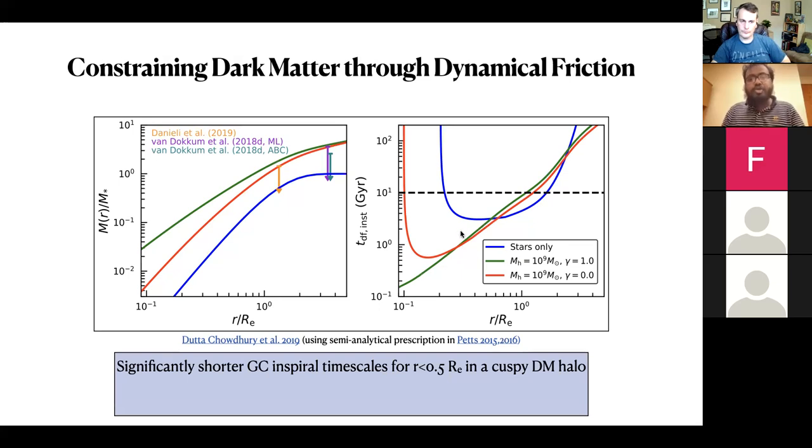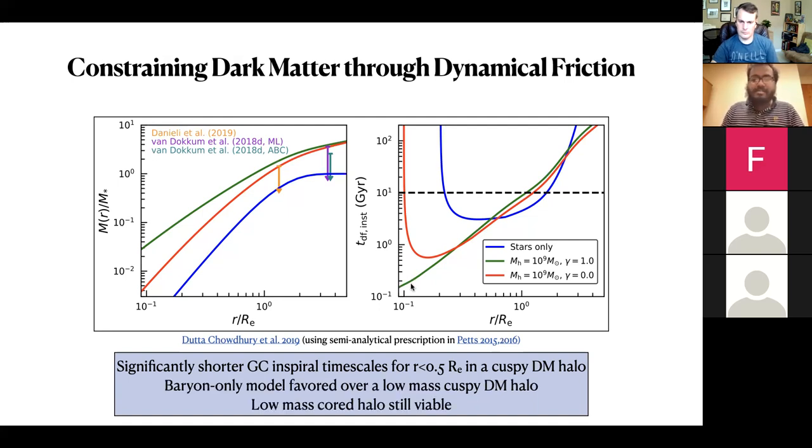Because of the significantly shorter inspiral time scales in a cuspy dark matter halo, we can at least say that it's very improbable for the galaxy to have a dark matter cusp. If it had a dark matter cusp, the globular clusters in the central region would have quickly sunk to the center and would have created a nuclear star cluster, and we don't observe that. The globular clusters are 10 gigayears old, and the galaxy doesn't have a nuclear star cluster. So we think it is much more likely that the galaxy either has no dark matter, or even if it has dark matter, the distribution must be a core dark matter distribution.